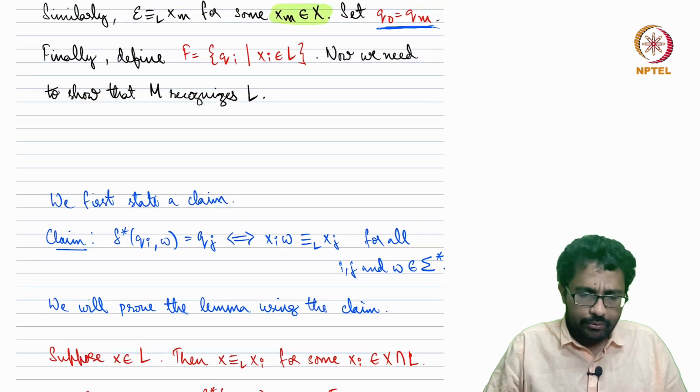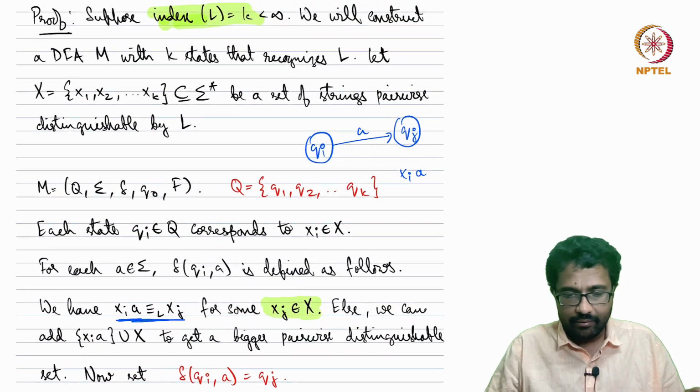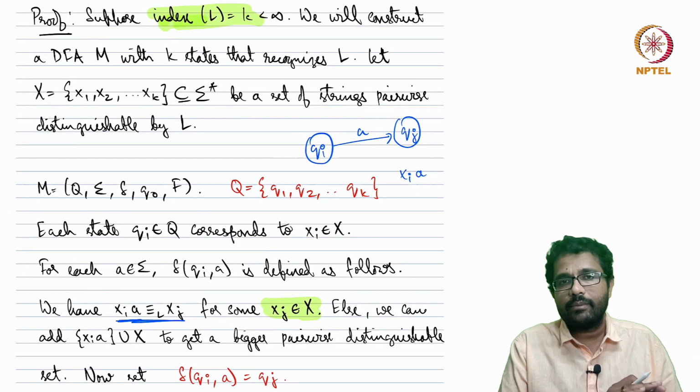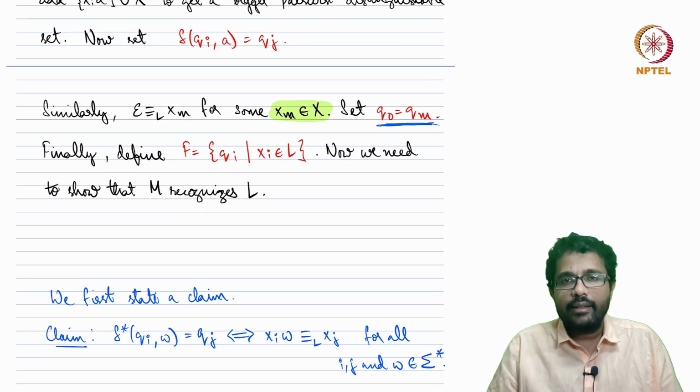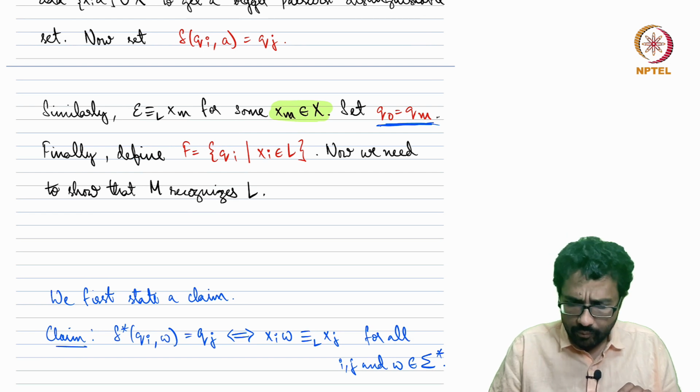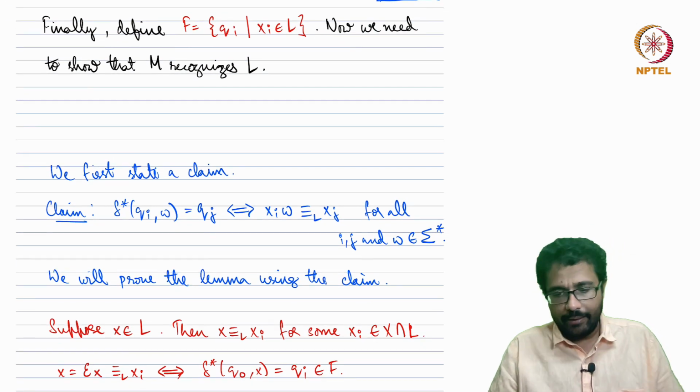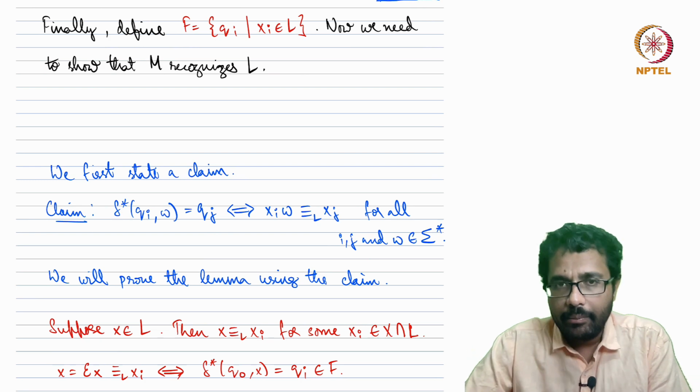Now we have defined the DFA. We have told what is Q, what is delta, what is sigma, what is q0, what is F. All that we need to do is to show that this DFA recognizes our language. So we will first state the following claim, which is what we are building towards.